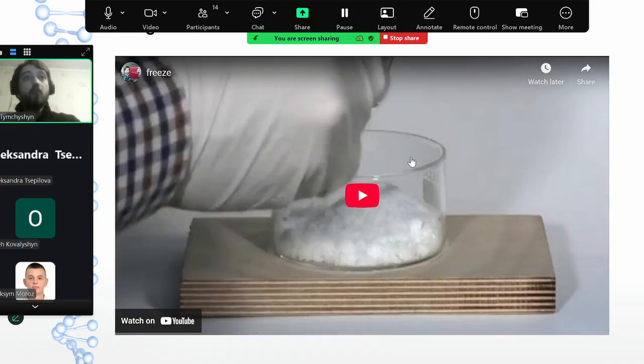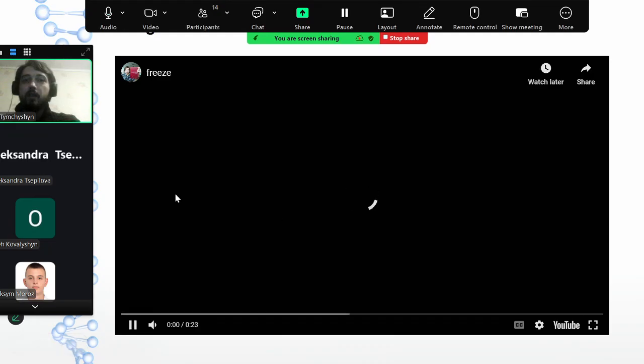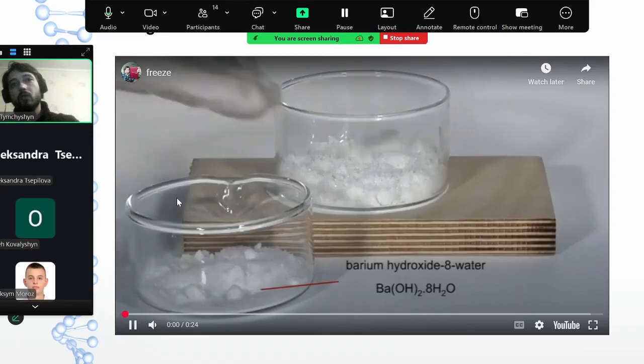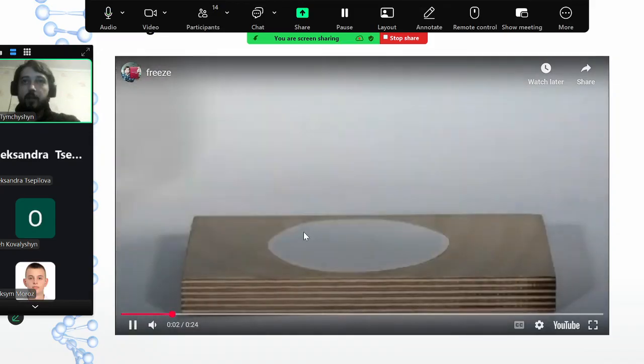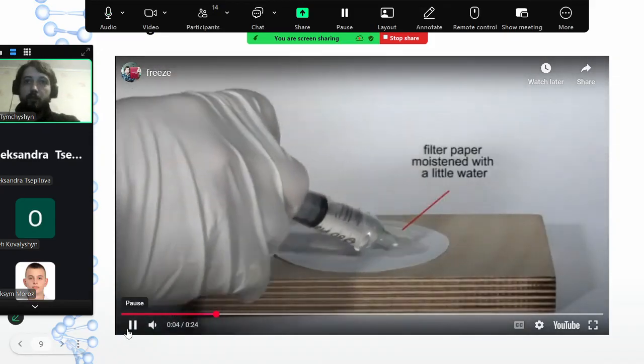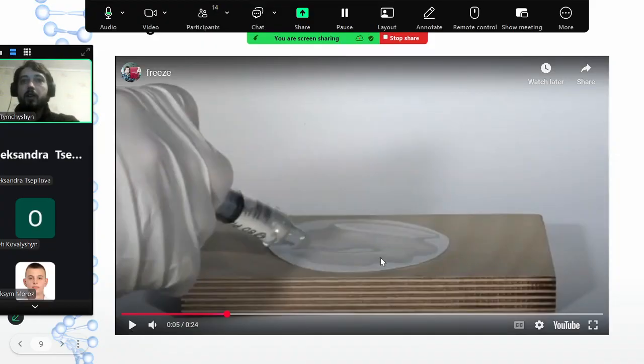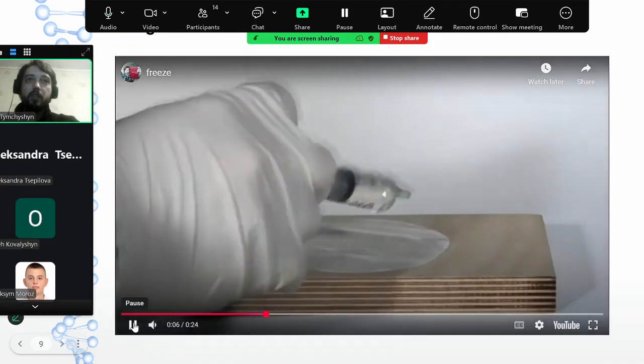Here is one more example of, well, you will tell me what kind of reaction that is. Is it endothermic or exothermic? So let's look at the experiment and you will probably tell me. Here he's just dropping some water. So it's just water, and it will basically not take part in the reaction, but you will see why we need that.